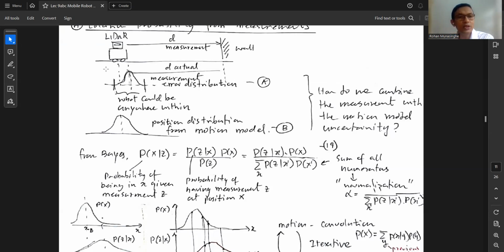So we can draw it like this. This is the LiDAR error distribution around zero. You do the measurement, let's say 10 meters from the robot to the landmark or to the wall, but it can be 10.1 meters or 9.99 meters. So plus or minus a couple of centimeters is possible, and this is the distribution function. You can look at the data sheet and find out what is the standard deviation, and the mean is usually zero.